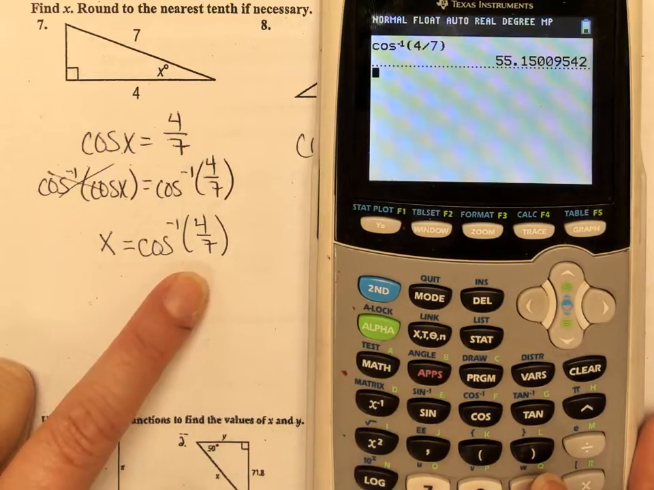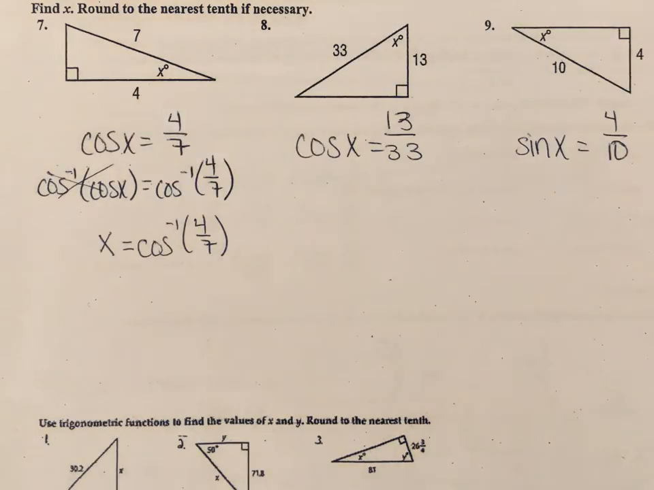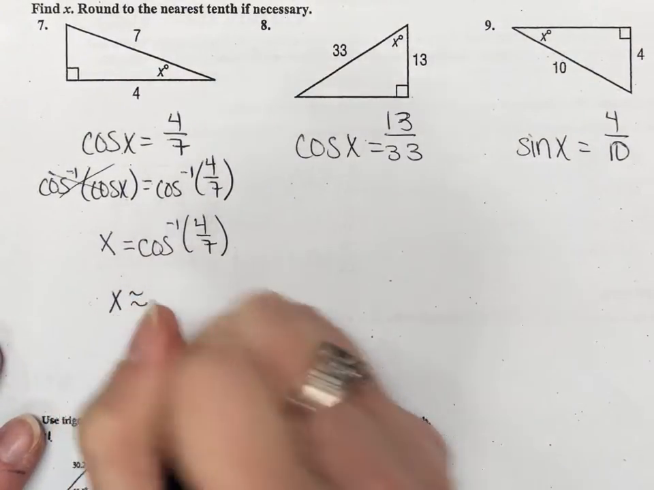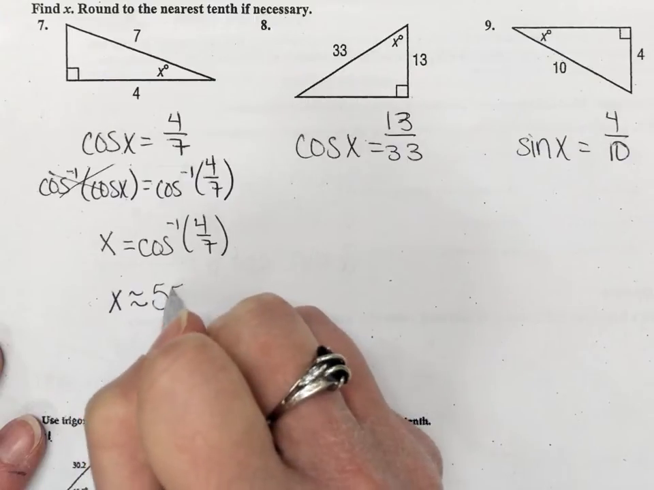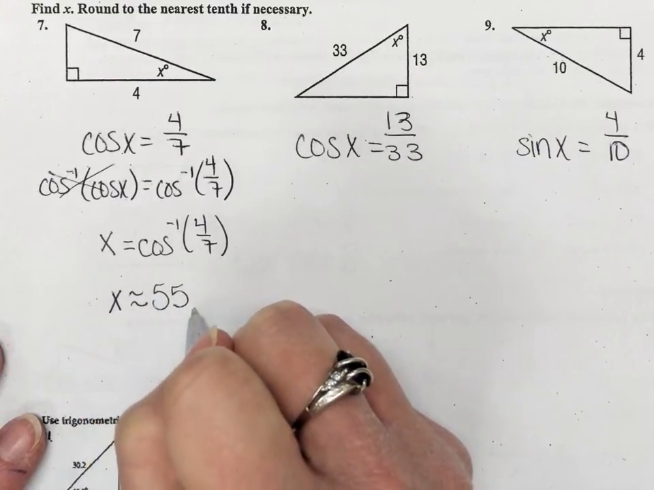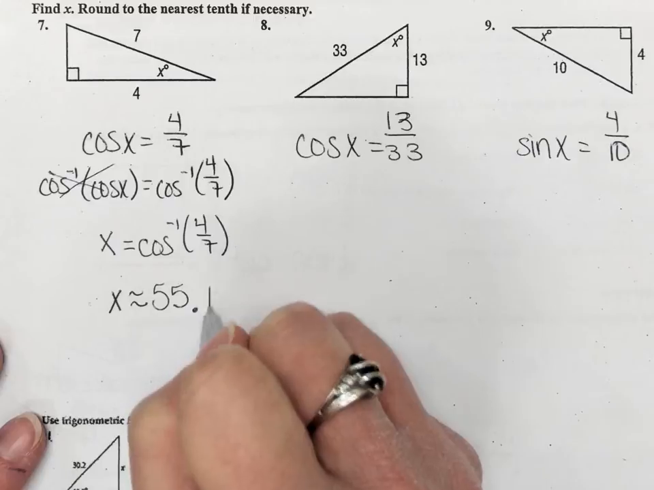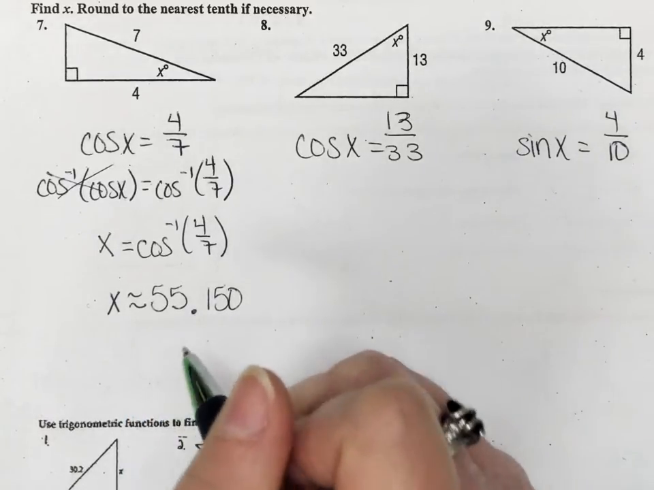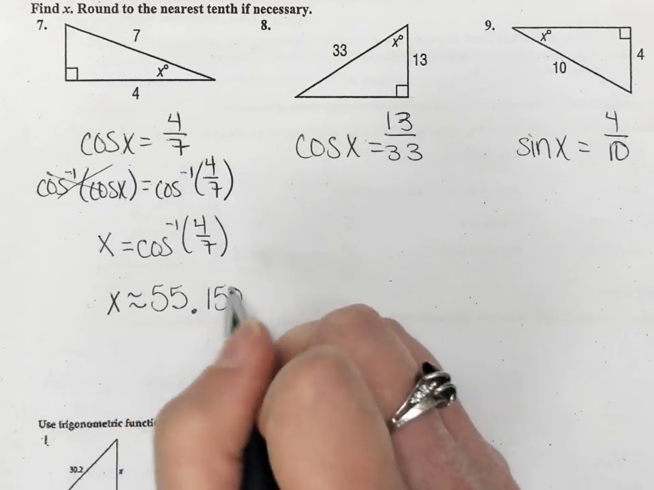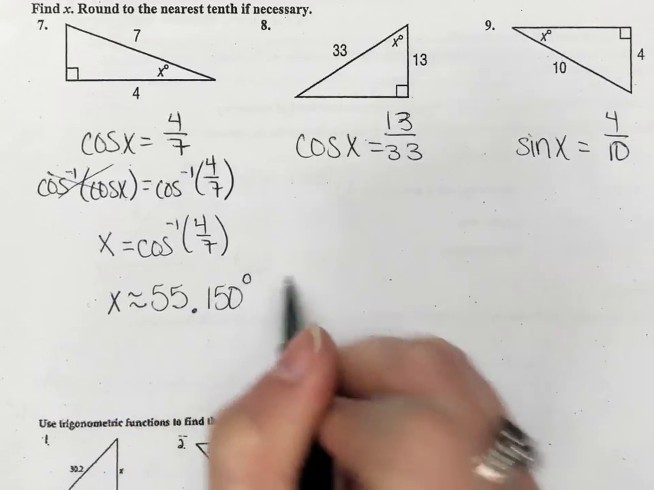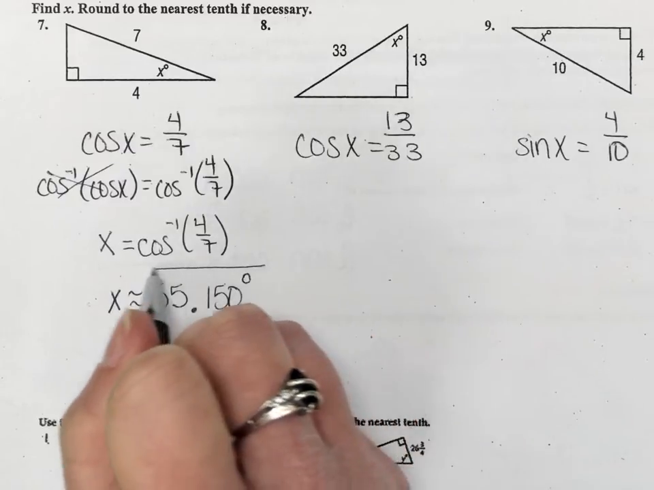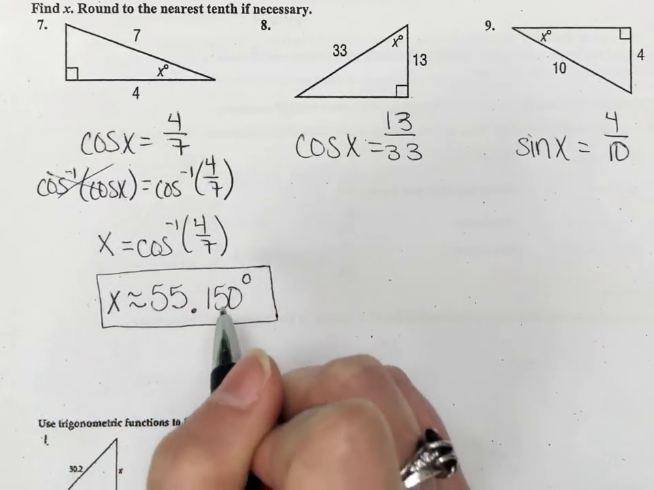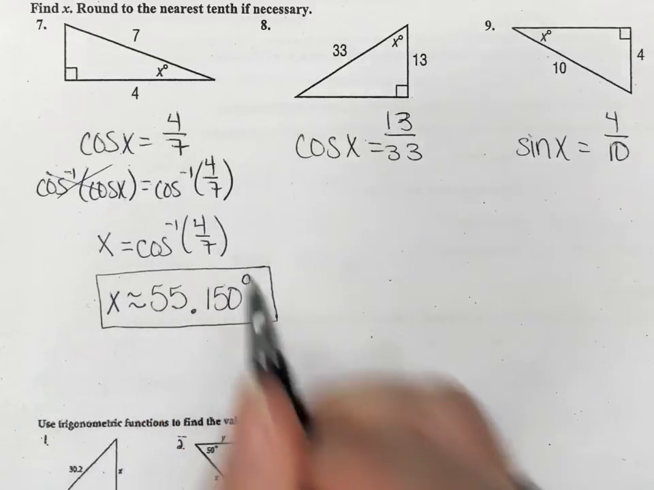Y'all okay? Okay, so let's round it to 3 decimals, just like the AP test does. So what would I get? 55.150. Okay, so what did we just find there, guys? I know we found x, but what is x? It's an angle. It's a degree. Very good. So please make sure you put the degree symbol. Are y'all okay? No, the other ones we were finding sides. These are different. Okay, here we go.